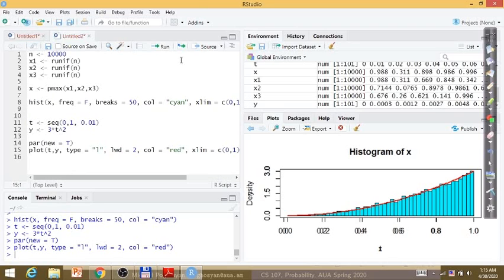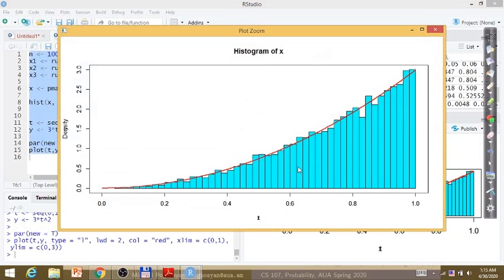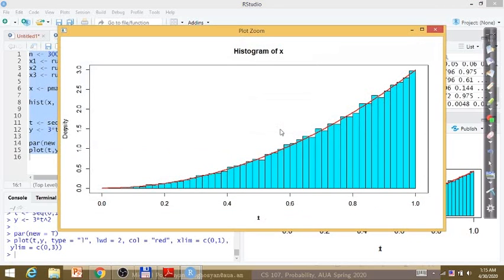Okay, I need to run this. I can select and run everything. So Control Enter. Now let's see. So you can see a nice approximation. Maybe if I increase this number, so 30,000. Yeah, so this is what the computer simulation, R simulation is giving.